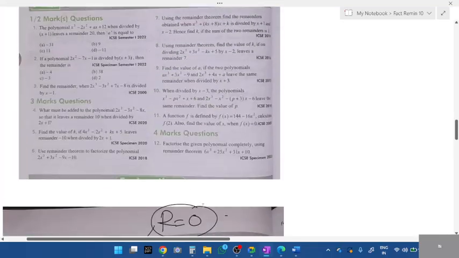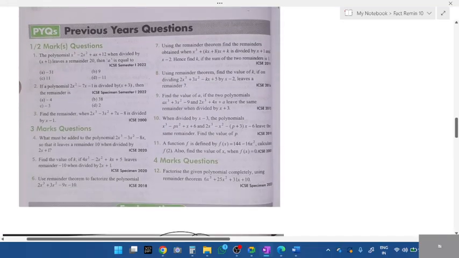Now let us check this. 2023. 4 marks. Factorize the given polynomial using the remainder theorem completely. Same question. Even in the specimen paper 2023, they had given the same question. Okay. Third, we'll solve one question in this, students. 3 marks question. What must be added so that it leaves the remainder 10 when divided by 2x plus 1? What about MCQ?